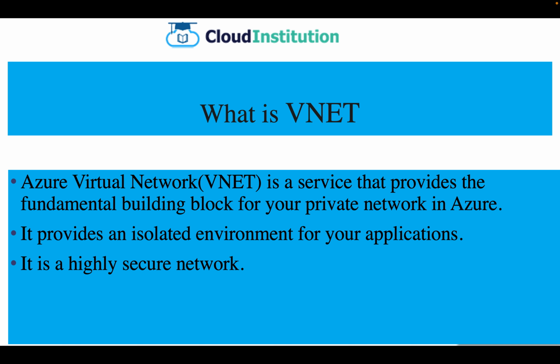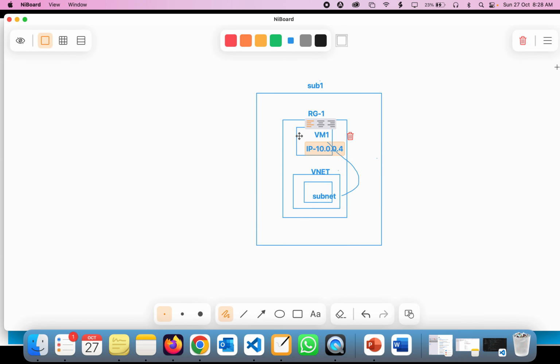It's a highly secure network because VNet itself provides a lot of security features, such as DDoS protection and firewalls, and all these things can be provided. Okay, so now let's see how the VNet is created.